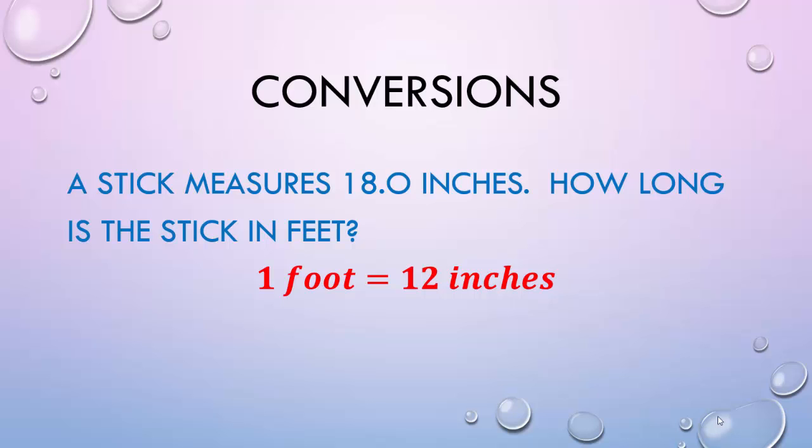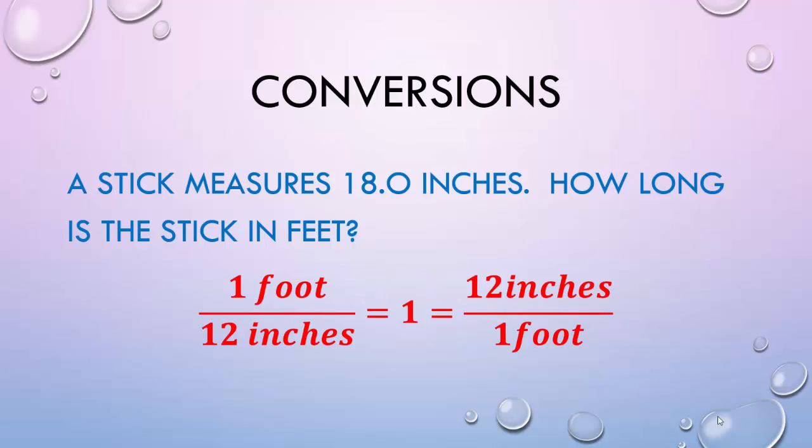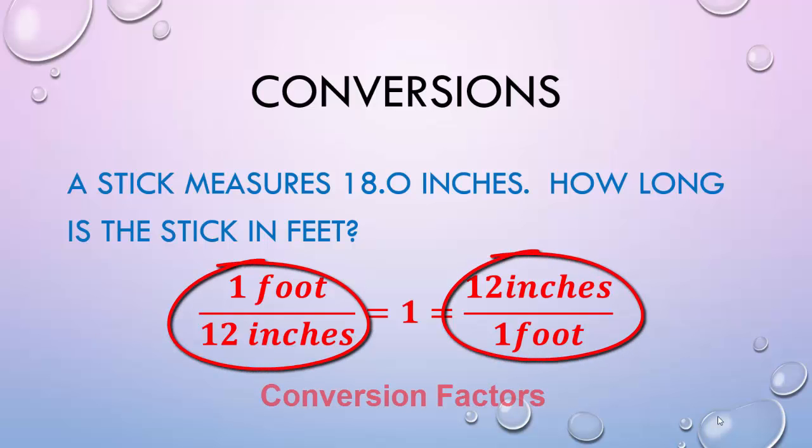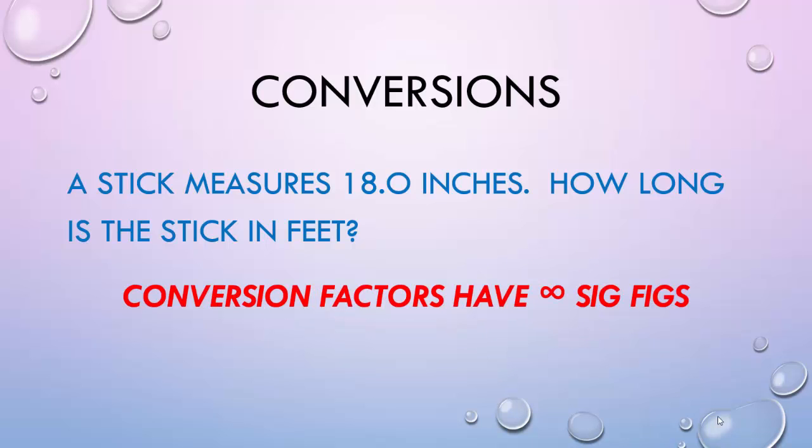Since they are equal, if I happen to take 1 foot and divide it by 12 inches, that equals 1. So multiplying by this fraction is the same as multiplying by 1. The same is true if I go 12 inches divided by 1 foot. We call these fractions, this one and this one, conversion factors. So what we did here was take the 18.0 inches and multiply it by a conversion factor that allowed the inches to cancel out. Now it's important to note that conversion factors have infinite significant figures as they are defined. So the significant figures for your answer are determined by the number you are converting from.